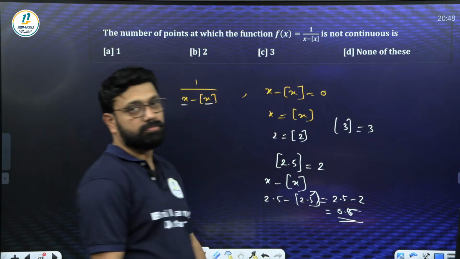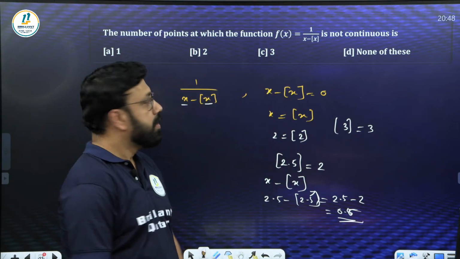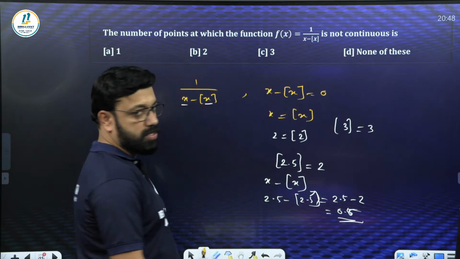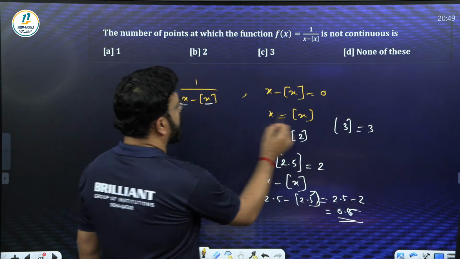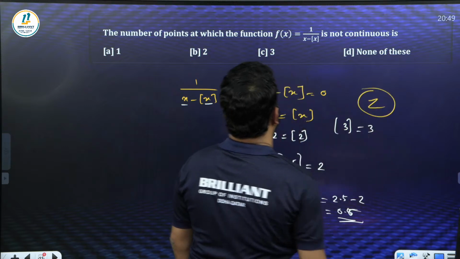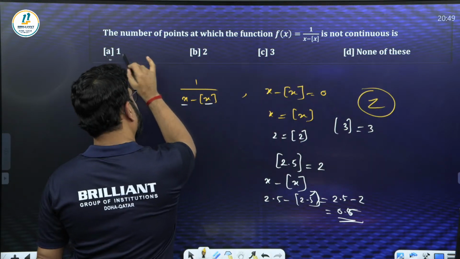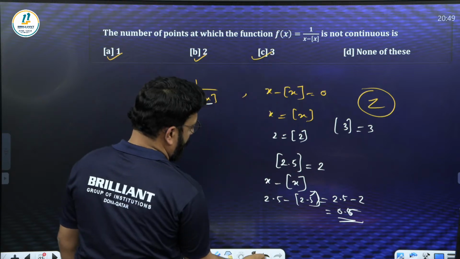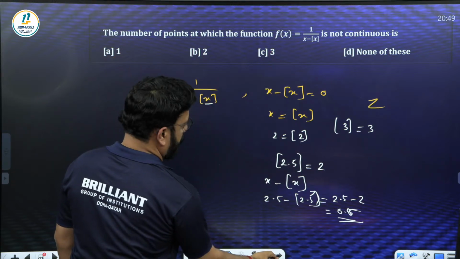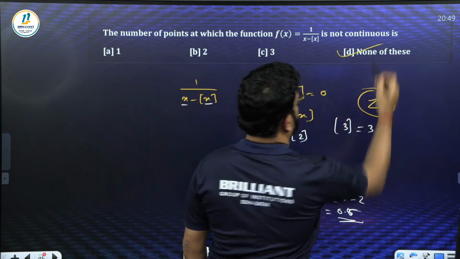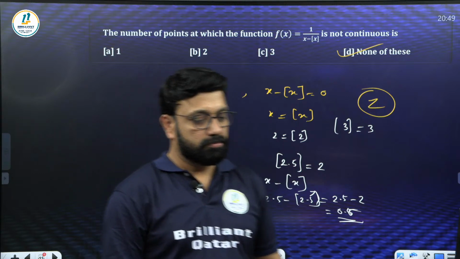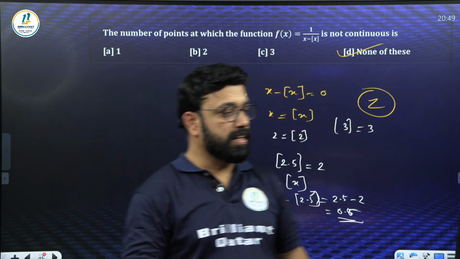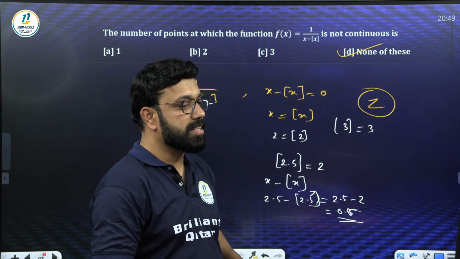So let's define the denominator. Here at all the integral parts, it is discontinuous. So we can take all the integral parts. Not only one correct, 2 correct only, 3 correct only. But what's the right answer from here? None of these. Hope all of you got the idea. Yes, that is the correct answer.